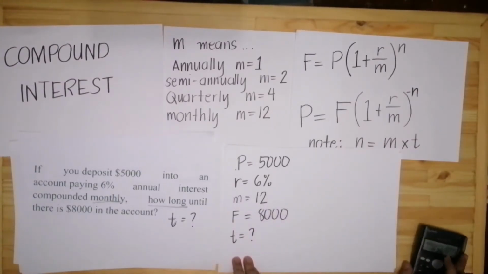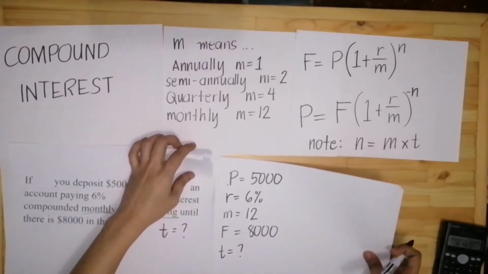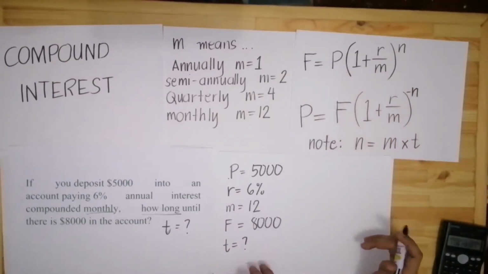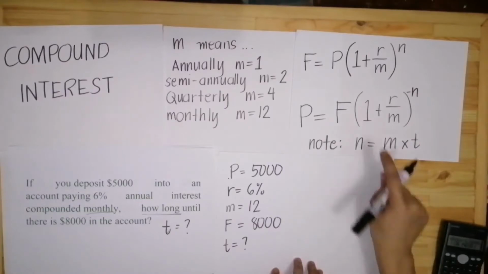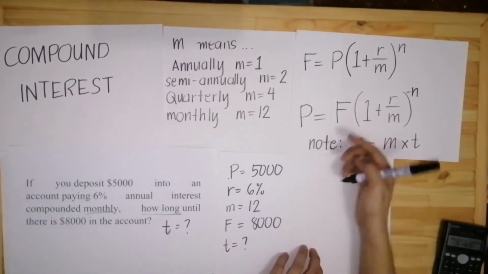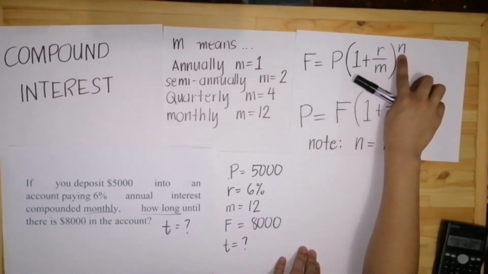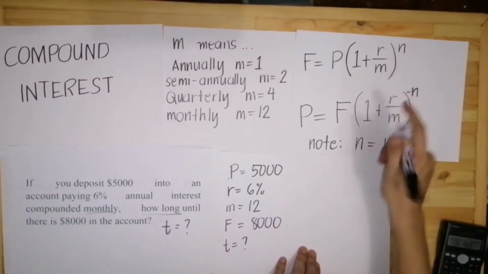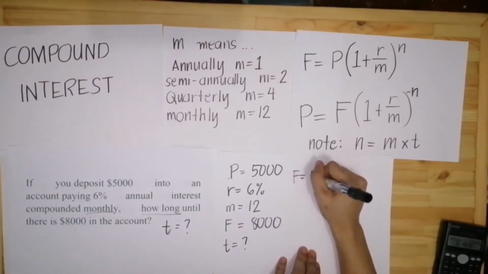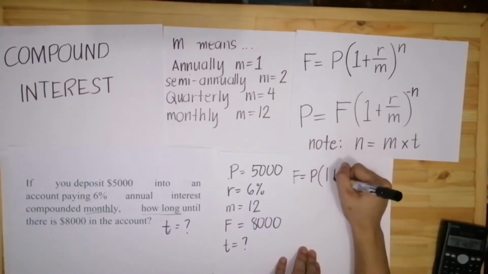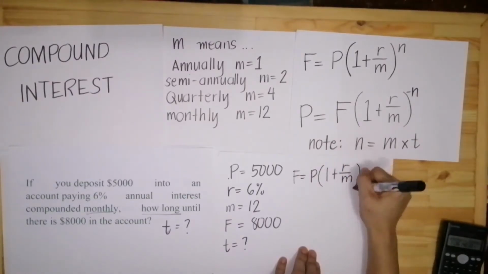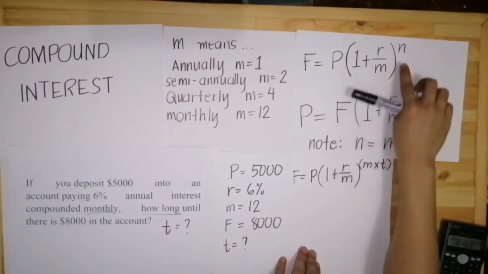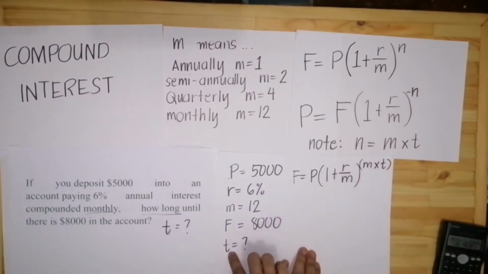So, anong formula ang gagamitin natin? Actually, either of the two, pwede naman dyan. Gamitin lang natin to class, itong una. Para mahanap natin yung time, gamit tayo ng formula natin. Pero, since wala tayong nakikitang letter T dito sa formula, yung N, di ba ang formula ng N ay M times T. So, yung N dito, papalitan natin ng M times T. So, magiging F is equal to P times the quantity of 1 plus R over M raised to M times T. Yung M times T, yan din yung N. Pinalitan ko lang para ma-solve natin yung time.